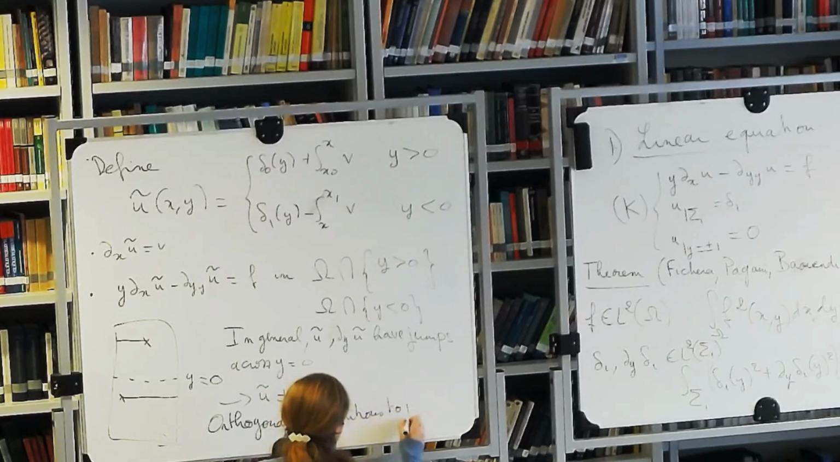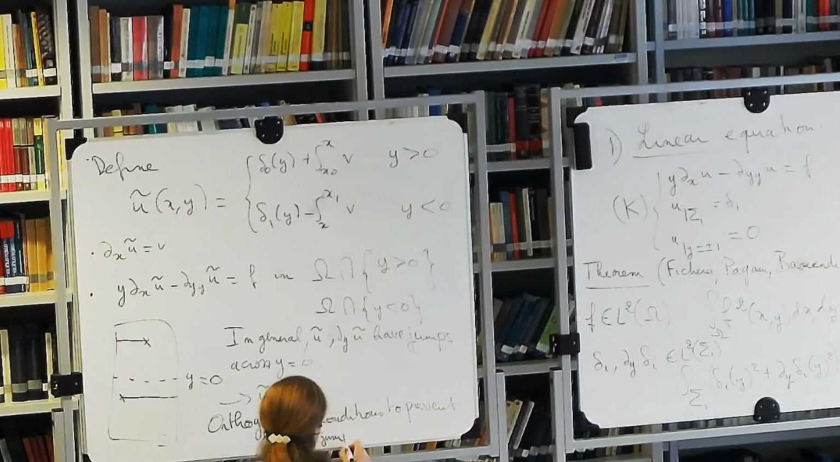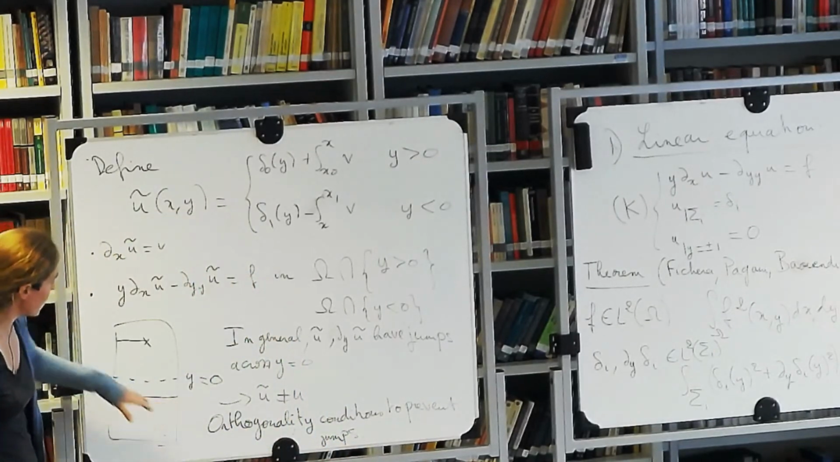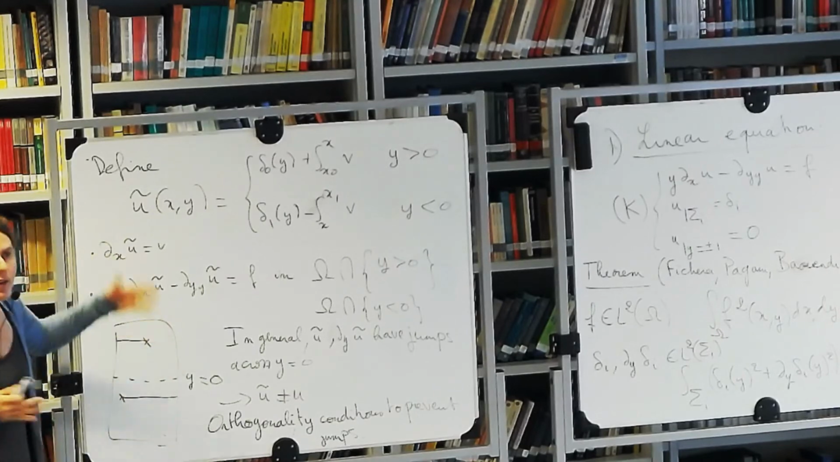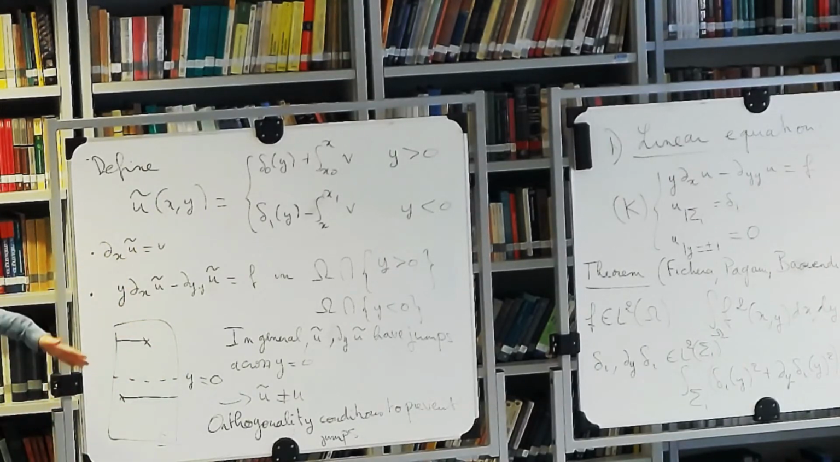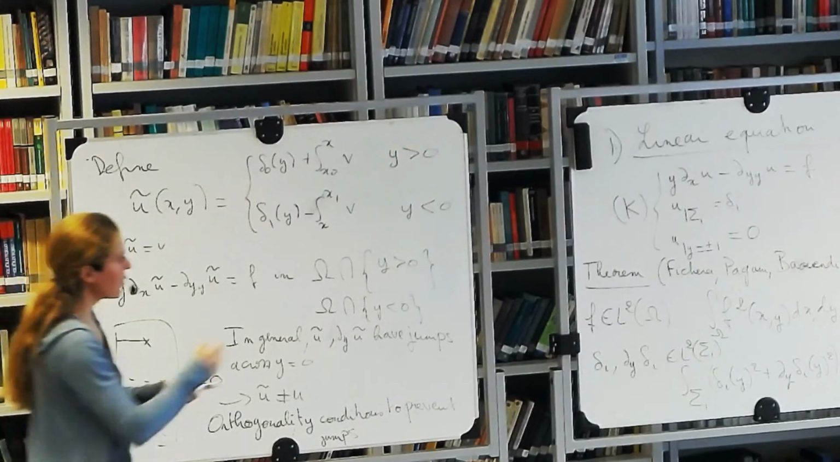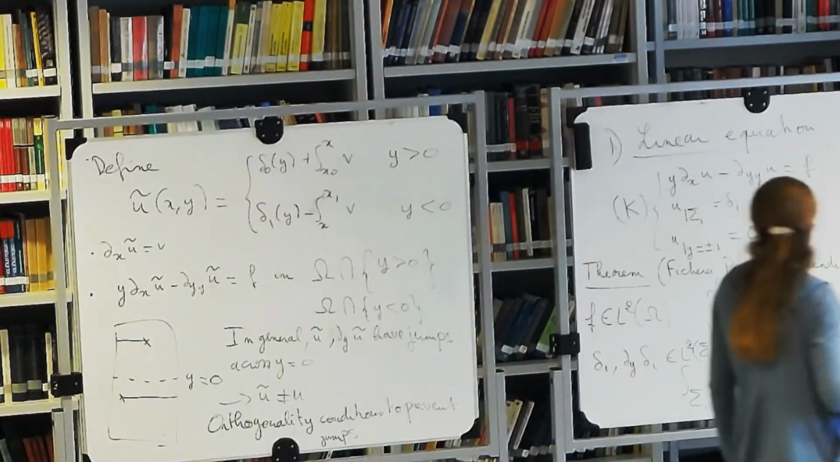To prevent jumps. Okay, and so if you have these orthogonality conditions, and so if you don't have a jump, then things are fine, and u tilde is equal to u, and so you have some extra regularity on u. Okay, so that's the first way to look at things.